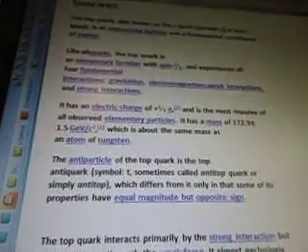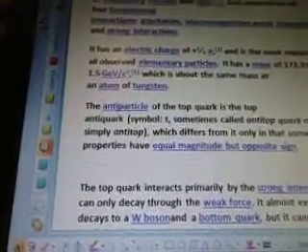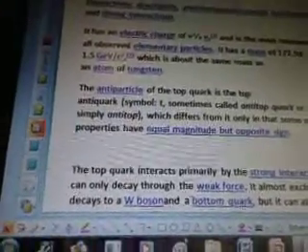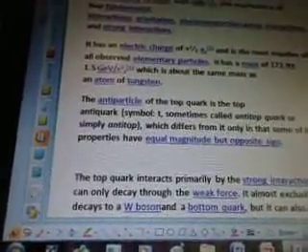It has a mass of 172.9 plus or minus 1.5 GeV/c squared, which is about the same mass as an atom of tungsten. The antiparticle of the top quark is the top antiquark, symbol T-bar, sometimes called antitop quark or simply antitop, which differs from it only in that some of its properties have equal magnitude but opposite sign. The top quark interacts primarily by the strong interaction, but can only decay through the weak force. It almost exclusively decays to a W boson and a bottom quark, but it can also sometimes decay into a strange quark, and on the rarest occasions into a down quark.